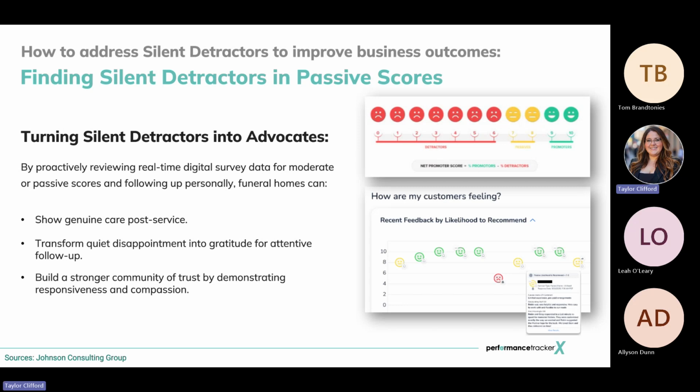Now, this is something that you can do over time. I suggest you start doing it immediately, turning silent detractors into advocates. Obviously, there's nothing that can be done if you cannot receive feedback out of a family. Like you've tried to pull it out, everything. What can be done though is continuing the conversation with families, like what I was just saying with the passive scores. You can do that for families that have not responded to the survey at all.